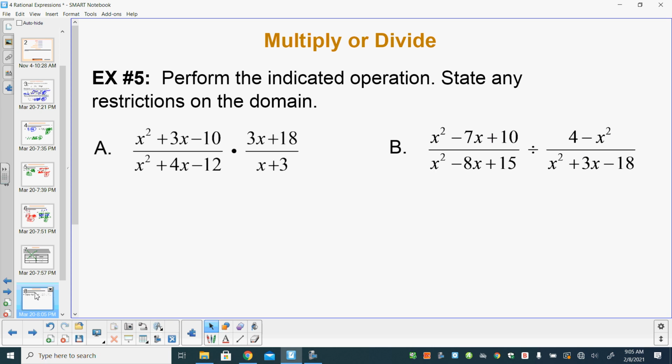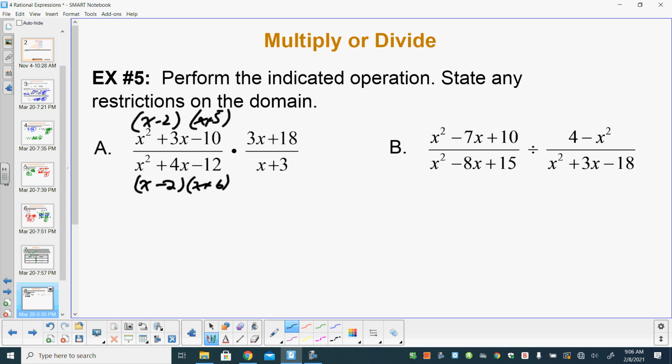Just a different way to do division. You ready? All right, let's look at it. So, step one, factor. So what's the top factor into? X minus 2 and x plus 5, because that multiplies to negative 10 and adds to 3. What's the bottom? So x what? Good, that multiplies to negative 12 and adds up to 6.